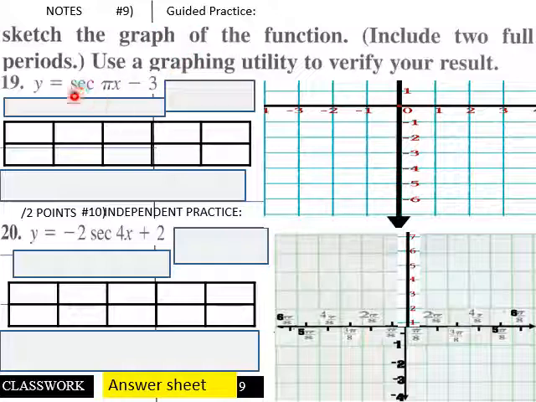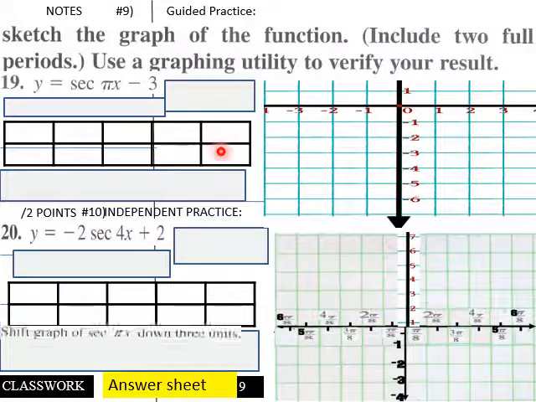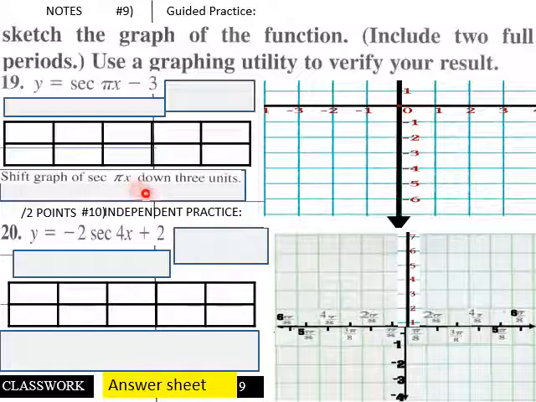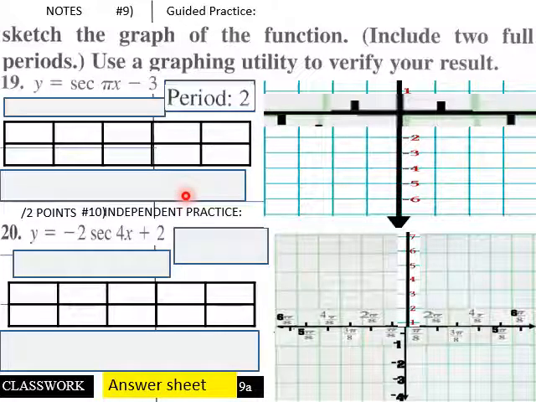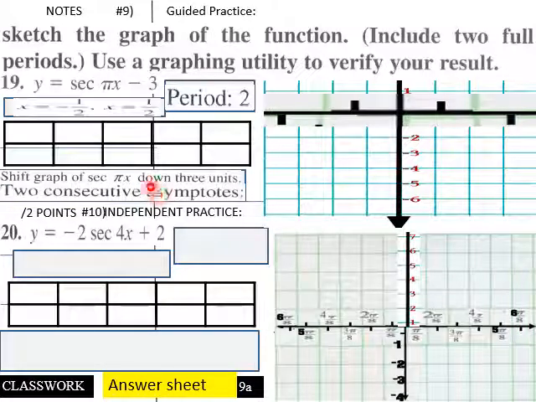Sketch a graph. So we have secant pi x minus 3. Down here we have negative 2 secant 4x plus 2. Shift the graph of secant pi x down 3 units. This is going to shift it down 3 units for a secant pi x. And then we need to find our two consecutive asymptotes. For that, our period here is 2, because of our number here. So it gets shifted down 3 units.